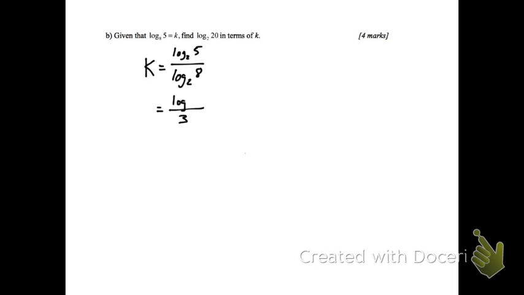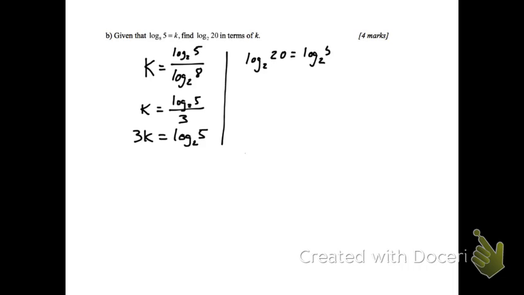So if I go log base 2 of 5 over log base 2 of 8, then that denominator is simply 3, and then I can cross multiply and say log base 2 of 5 equals 3k. But let's look at the other side. Let's look at log base 2 of 20. I can use my logarithmic laws and break this up into a sum. And the great part is I have log base 2 of 5, which I know is 3k, and log base 2 of 4 is simply 2. So now I have rewritten my log base 2 of 20 in terms of k.